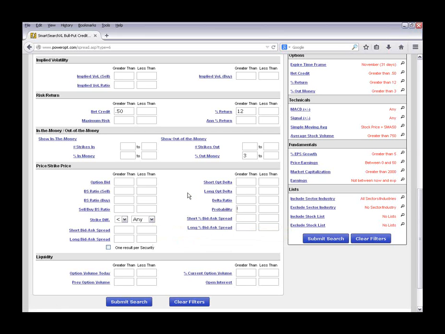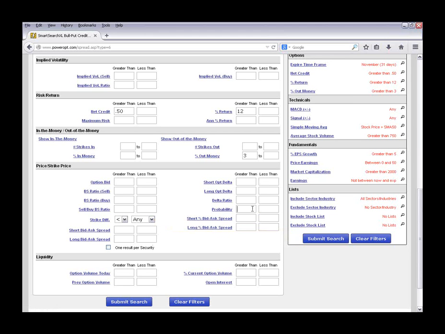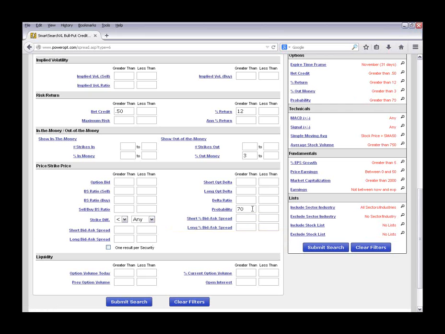When looking at a credit spread or a debit spread, the system knows that if I'm looking at a bull put credit spread, the probability is looking for the probability above. In a bear call credit spread, the system knows the probability is looking for the probability below. But in this case, we're going to start off with a probability of at least 70%. I want a 70% theoretical probability that the stock will remain above my short put strike price at expiration.